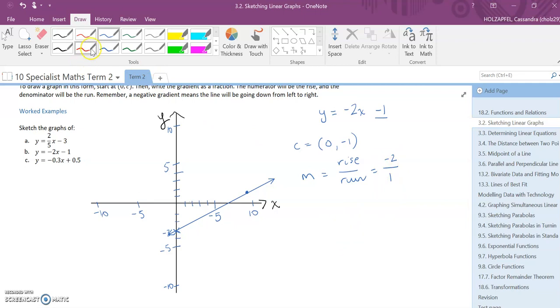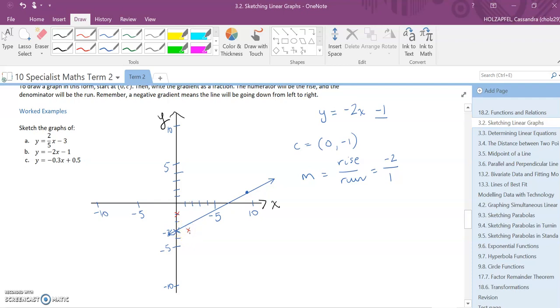Let's do this in a different color actually. Let's do this in a red color so that we can see the difference with the lines. Okay, so we're going to start at 0, -1. So we're going to start here. And then we are going to go down 2, and then we are going to go across 1. So we're going to end up at that point there.